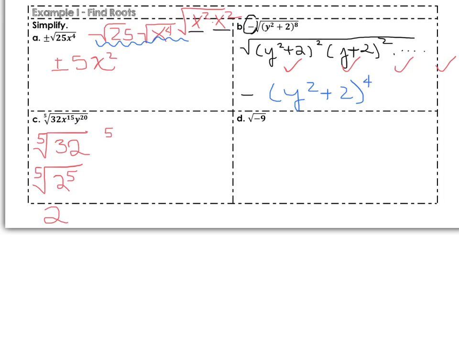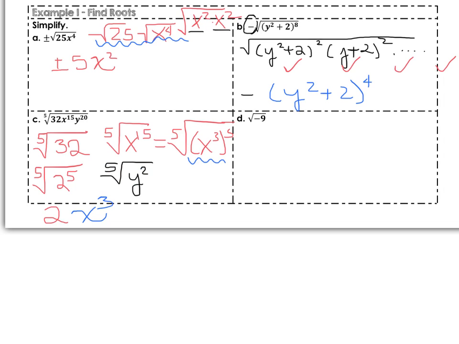Now I'm going to look at the 5th root of x to the 15th. What that term really looks like is the 5th root of the quantity x to the 3rd, to the 5th power, which is why the 5th root of x to the 15th is just going to leave us with x to the 3rd. Now we're dealing with the 5th root of y to the 20th. That can be rewritten as the 5th root of the quantity y to the 4th, to the 5th power, leaving us with y to the 4th on the outside of the radical.